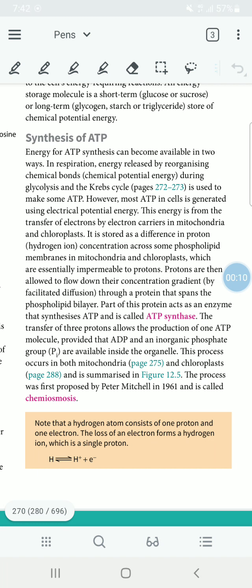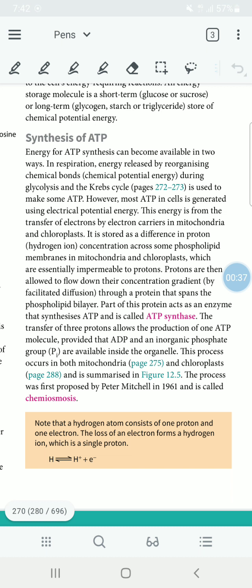So now we have learned quite some details about ATP. Now we are going to discuss how ATP can be synthesized. We know about phosphate groups, we know about the adenosine group. So now how are we going to synthesize ATP? That is what we are going to figure out.